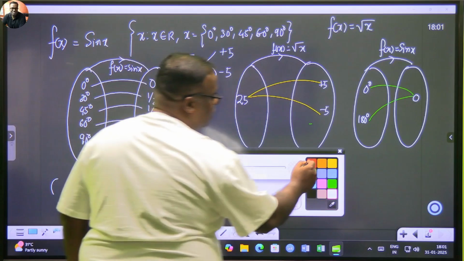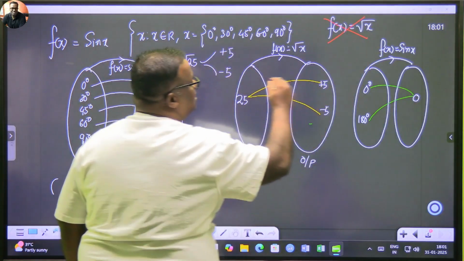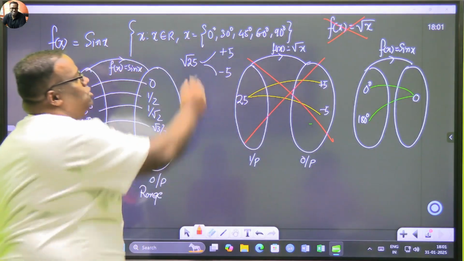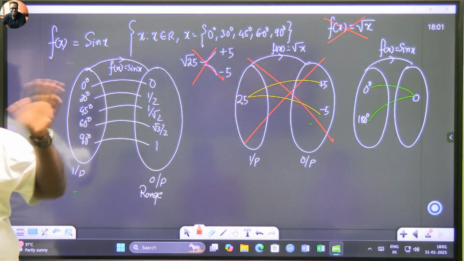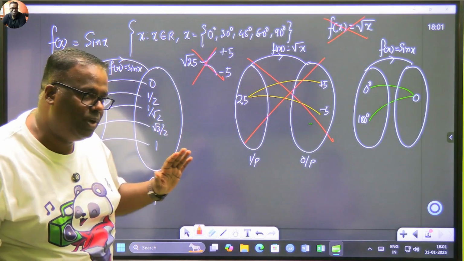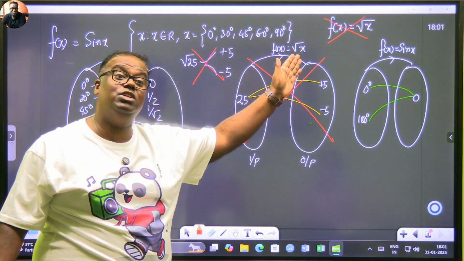Therefore, ये जो है ना, ये function नहीं है. This is not a function. Many people write f of x equal to root 25. No, f of x equal to root x. But can we justify this to be a function?